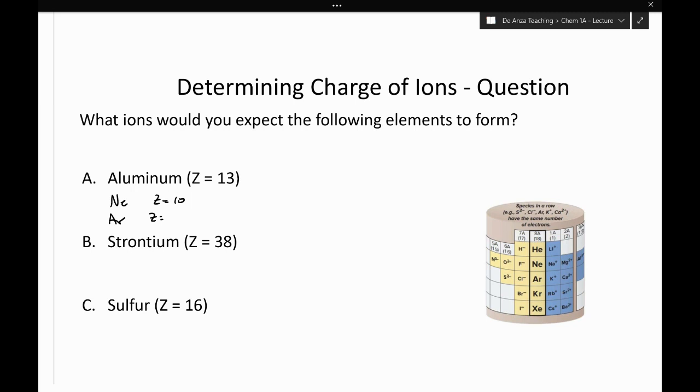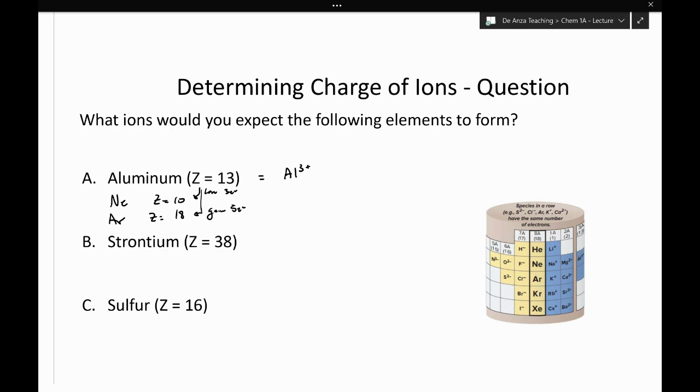And so we ask ourselves here, is it easier for aluminum to lose 3 electrons, to go from here to here, or is it easier for aluminum to go and, in this case, gain 5 electrons? And we see that the loss is smaller than the gain. So we'd expect aluminum to lose 3 electrons and become Al3+.